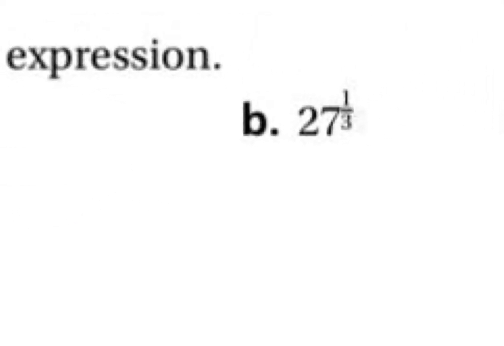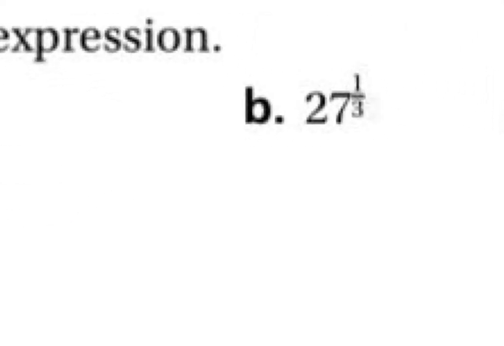B. 27 to the 1/3. What do you think, Ashton? 3. Let's check it out. 3 times 3 times 3. 3 times 3 is 9. Multiply that by 3. And we get 27. So 27 to the 1/3 is 3.